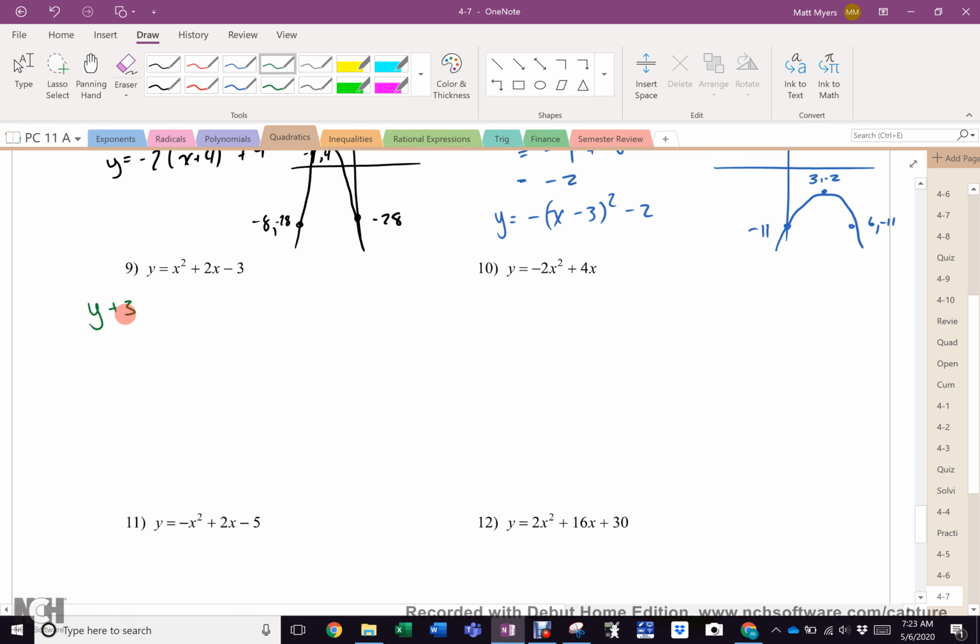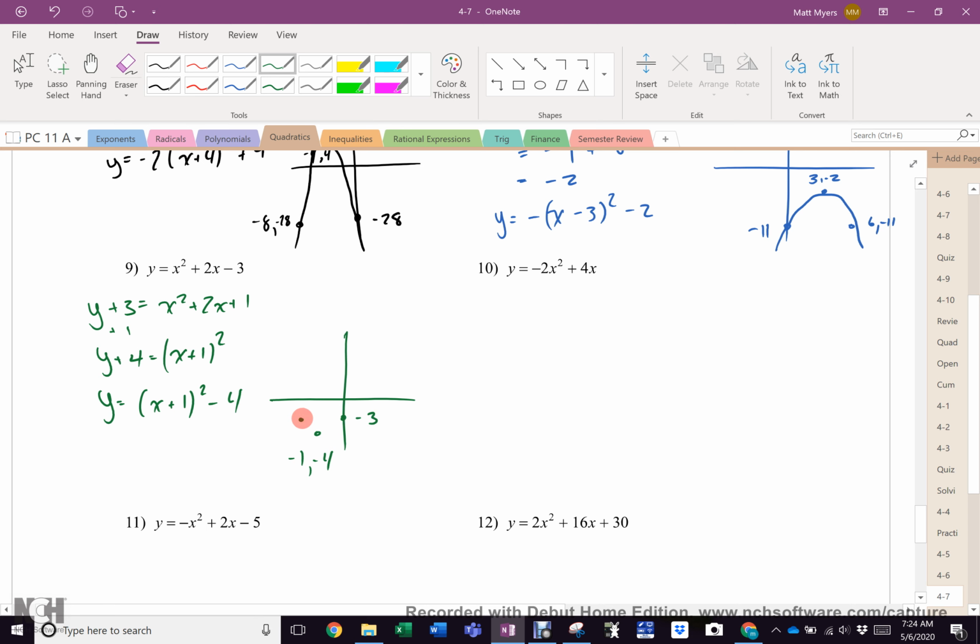y plus 3 equals x squared plus 2x plus 1. Add 1 to both sides. Plus 1 squared. y equals (x plus 1) squared minus 4. Graph it. (Negative 1, negative 4). The y-intercept is negative 3. That makes sense. Over 1, up 1. So that's (negative 2, negative 3).